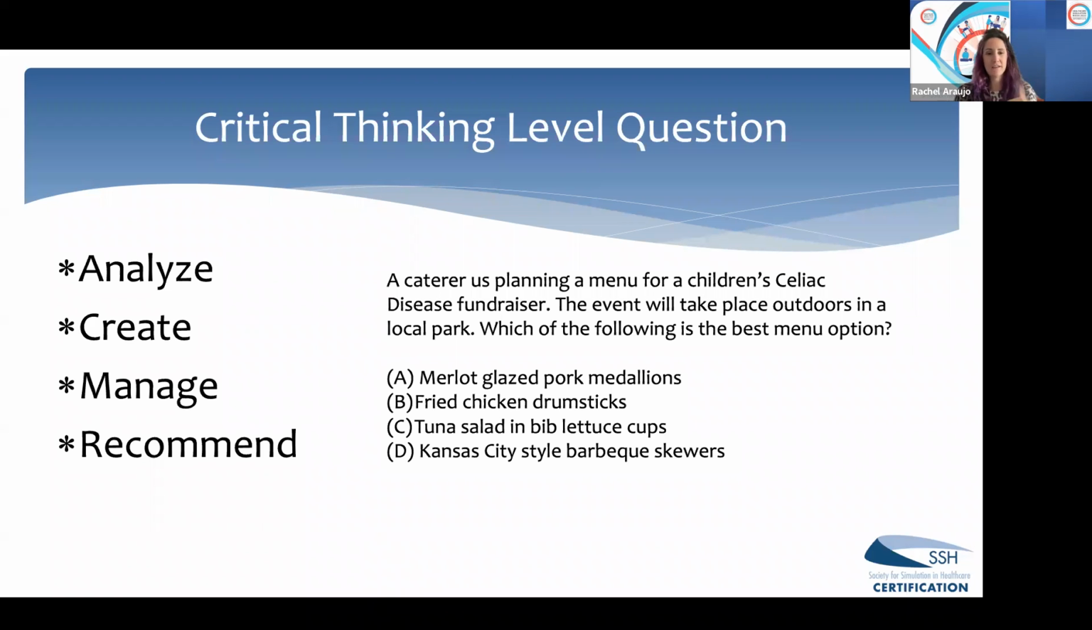Chicken drumsticks, fried chicken. Kids probably like that, right? Kids like fried chicken a lot, but the breading, probably not gluten-free. Is it good for a celiac disease fundraiser? It's not really nice to have something on the menu that they cannot eat. So if it was a different disease or a different organization for the fundraiser, maybe that would have been a good option. So that's what makes it a critical level thinking question. You kind of work all the way down, compare, and figure out what's going to be the best for this. You know, tuna salad, not the best for outdoors. I don't like sun-baked tuna. I would assume most people do not as well.